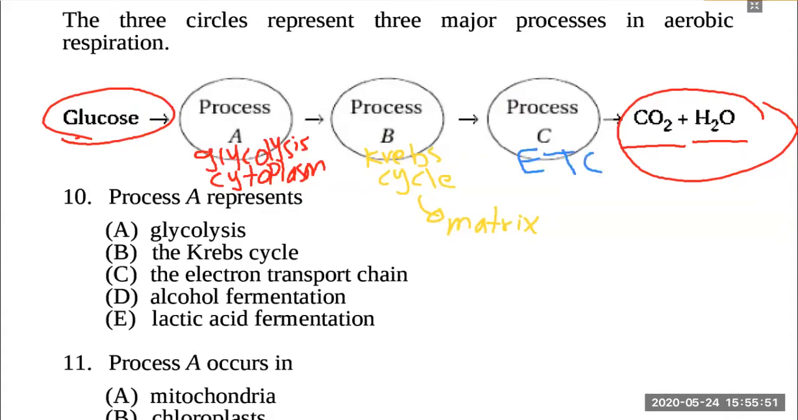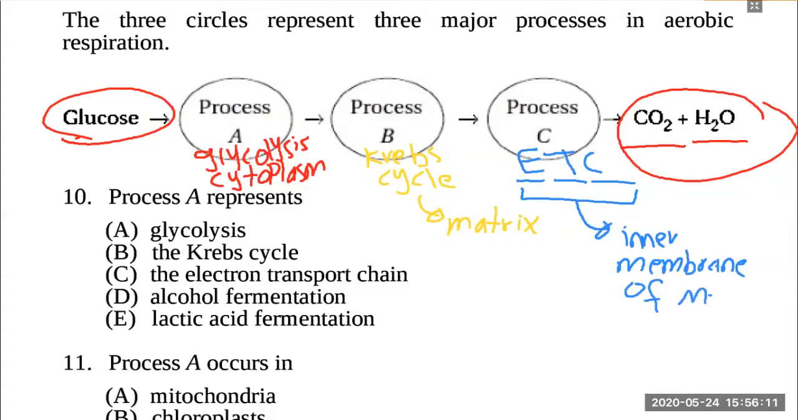I am writing as ETC, the abbreviation of electron transport chain. And this process takes place in the inner membrane of mitochondria, or we can say in the cristae of mitochondria. So now let us read the question.